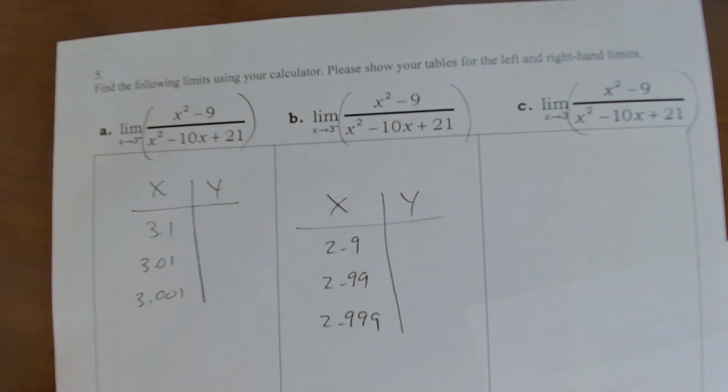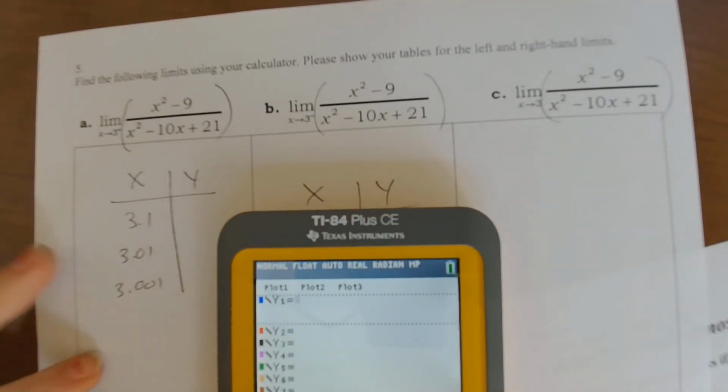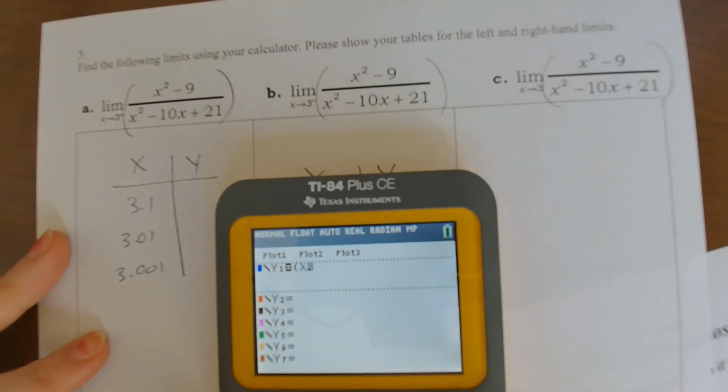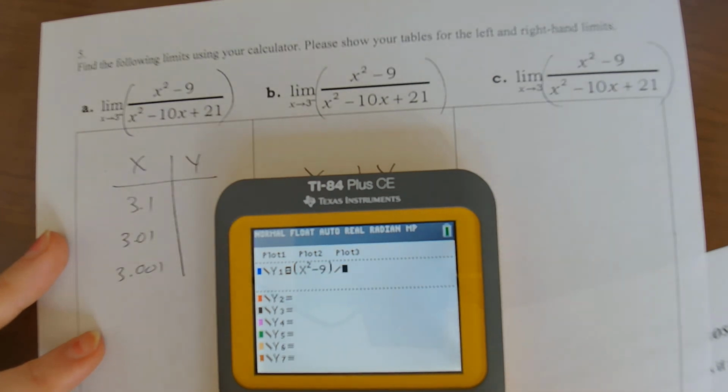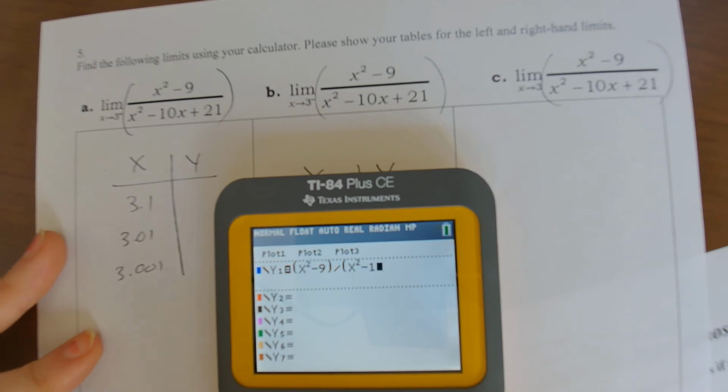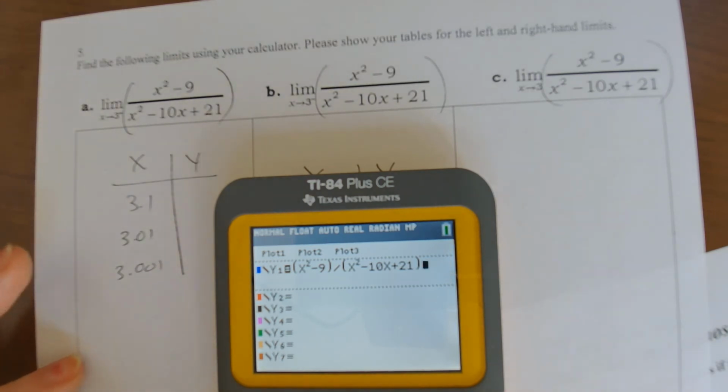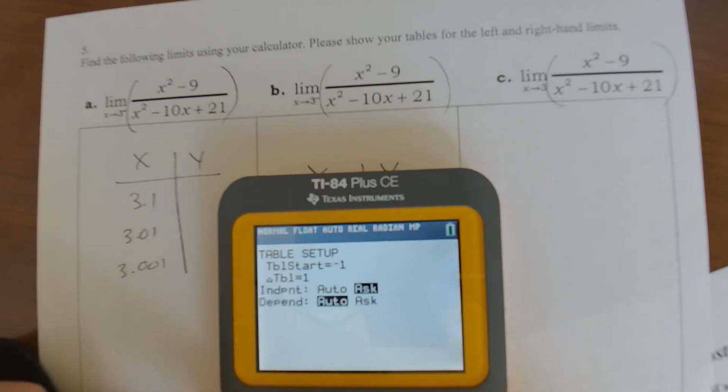All right, let me go grab a calculator, sorry. Okay, now in the calculator, I'm going to type this fraction, so I want parentheses around the top, x squared minus 9, close them, divided by parentheses around the bottom. Remember, I don't want to use that fraction bar thing because then my table will give me fractions, and when I'm thinking about a limit, I want to be able to see decimals. All right, and then I just go to table set, make sure it's on ask, it is.